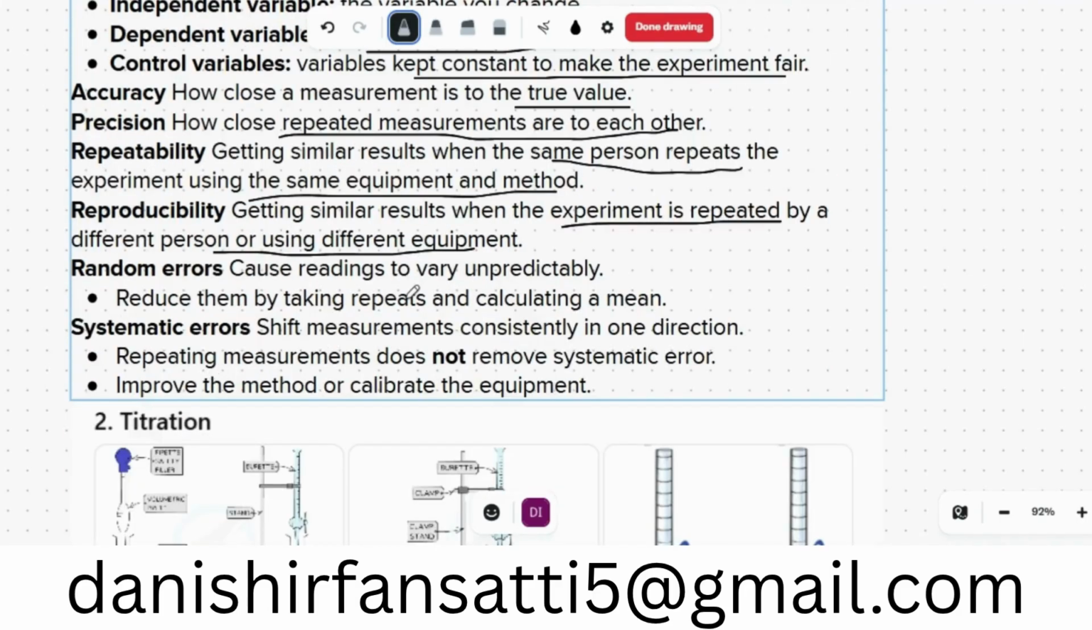Random errors cause readings to vary unpredictably. Reduce them by taking repeats and calculating a mean. Okay. Systematic error shifts measurements constantly in one direction. Repeating measurements does not remove the systematic error. Okay, that's the important thing. Improve the method or calibrate the equipment.